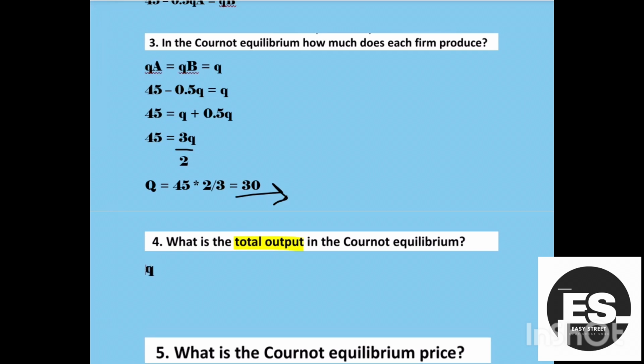So I'm going to go QA plus QB, which equals 30 plus 30, which gives me 60. And that's our answer. That's your total output. And this is something that you do want to pay attention to, as it came out in test 2 and it was out in test 3, and it may come out in the exam as well.